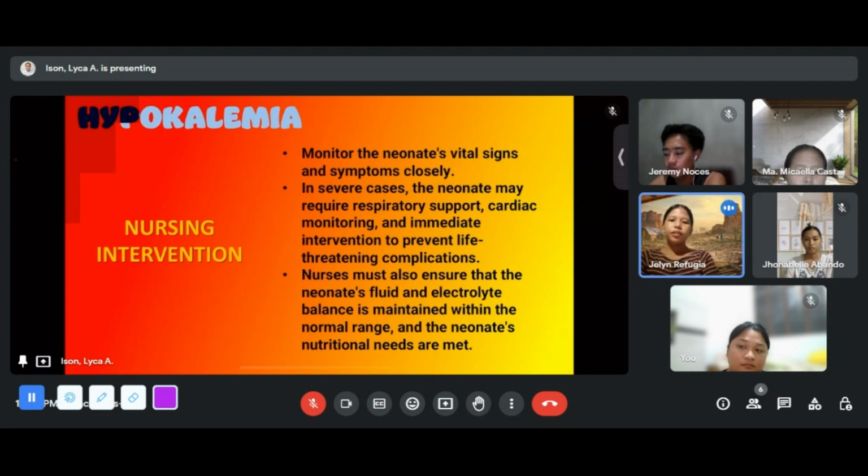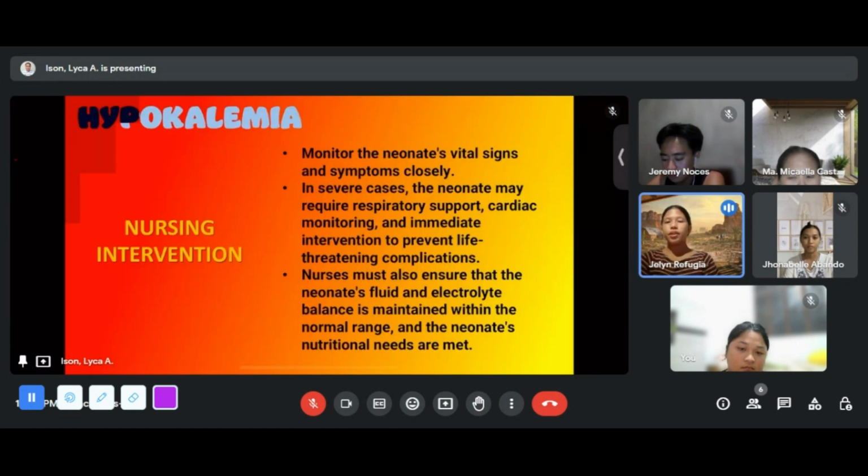So, the nursing interventions for hypokalemia is unang-una dyan to monitor the vital signs and symptoms of the baby. Gaya din sa hyperkalemia, pag severe na yung case, the neonate may require to have respiratory support, cardiac monitoring, and immediate intervention para maiwasan yung complication. So, it is also important na i-ensure kung na-maintain ni baby yung fluid and electrolyte balance within the normal range. And of course, we have to check if the nutritional needs of the babies are met. So, next slide.